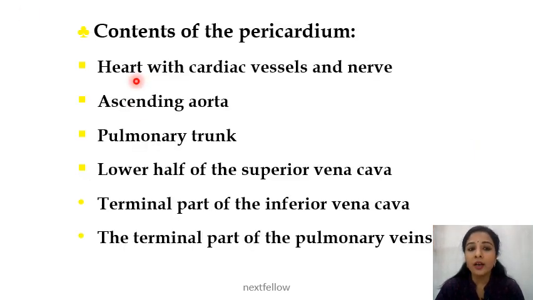Contents of the pericardium: it contains the heart, which we know, and apart from the heart, the great cardiac vessels which supply the heart, and the nerves which supply the heart. The ascending aorta, which arises from the left ventricle, is also partially covered by the pericardium. The origin of the pulmonary trunk, the lower half of the superior vena cava, the terminal part of the inferior vena cava, and the terminal part of the pulmonary veins are included. Posterior to the heart at the base, the 4 pulmonary veins are also covered by the pericardium.